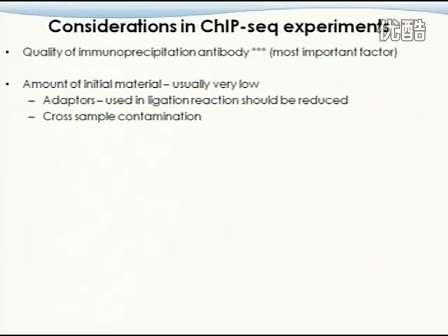And the second issue you might expect is that the amount of initial material usually is very, very low. If you think of DNA sequencing, although you cannot get as much as you want, you can get a pretty huge amount. If you're talking about RNA sequencing, that is still a lot of information, a lot of sample you can collect.